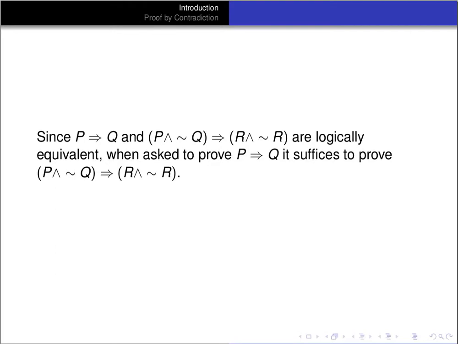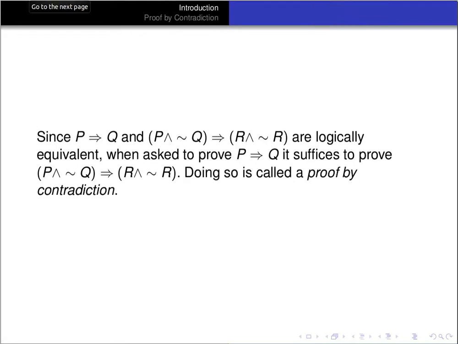And since P implies Q and P and not Q implies R and not R are logically equivalent, if we're asked to prove P implies Q, it would suffice to prove P and not Q implies R and not R. So it would suffice to have the following kind of proof. You assume the hypothesis P, you assume the negation of the conclusion Q, and then you deduce a contradiction R and not R. If you're successful in doing that, then you've produced a proof by contradiction.